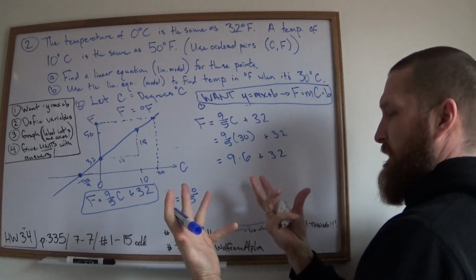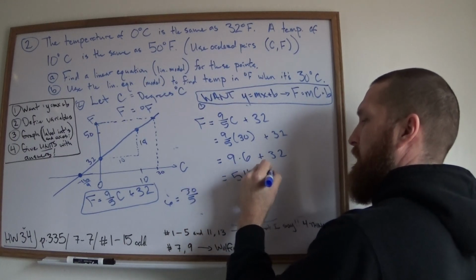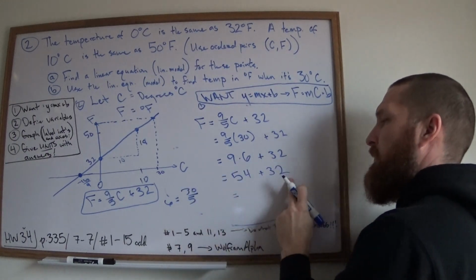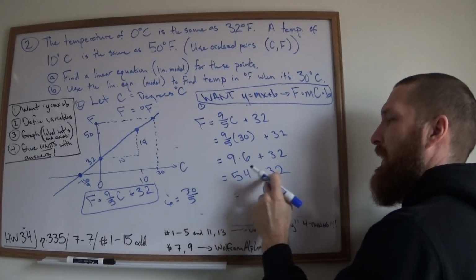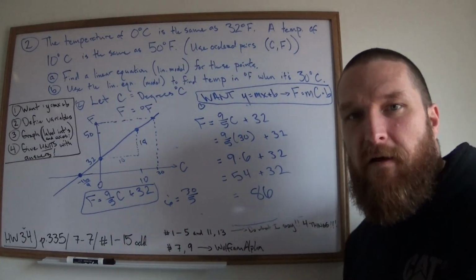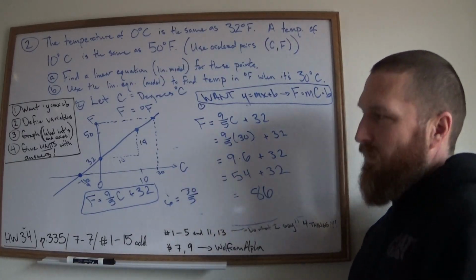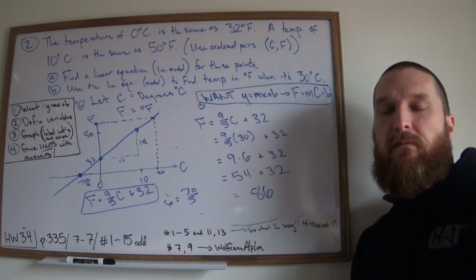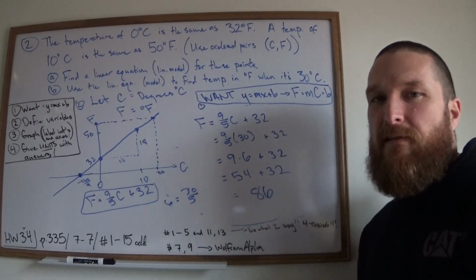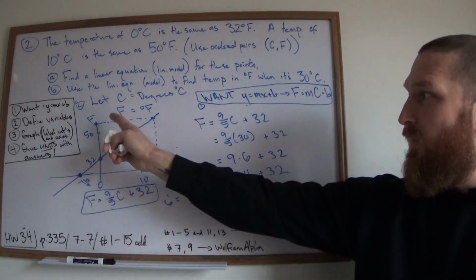9 times 6 is 54. 54 plus 32. And let's see, 32 and 4 is 6. 5 and 3 is 8. 86. Am I done? Do I put a box around 86? What was it? 86 sandwiches? 86 kitty cats? No, it's supposed to be 86 what's?